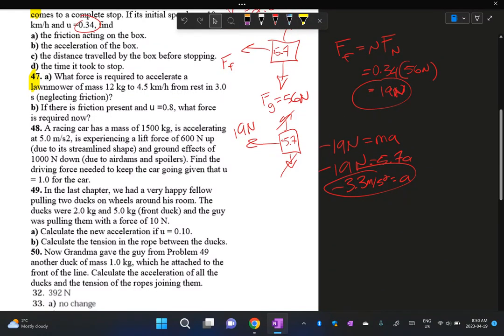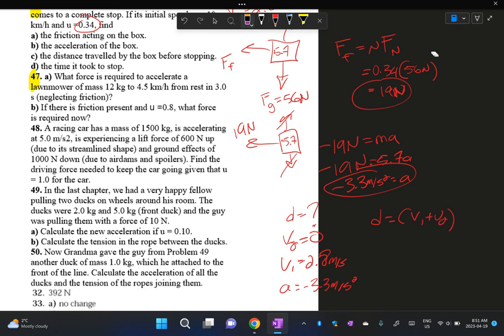Distance traveled before stopping. So C and D are just linear kinematics problems. So how far is it going to go before stopping? So when does V2 reach 0? Where V1, I believe, was 2.8 meters per second. And what else do we know? We know the acceleration is negative 3.3 meters per second squared. So we just have to choose the right equation. Is it D equals V1 plus V2? No, it is not. That doesn't have acceleration in it. It's going to be equation 5.